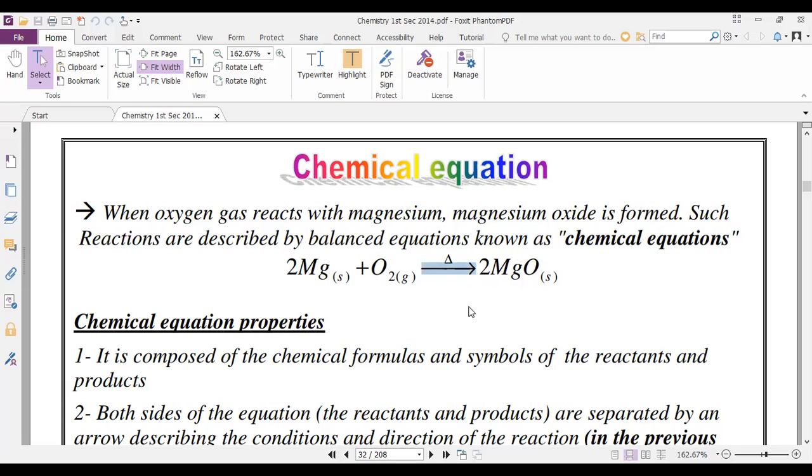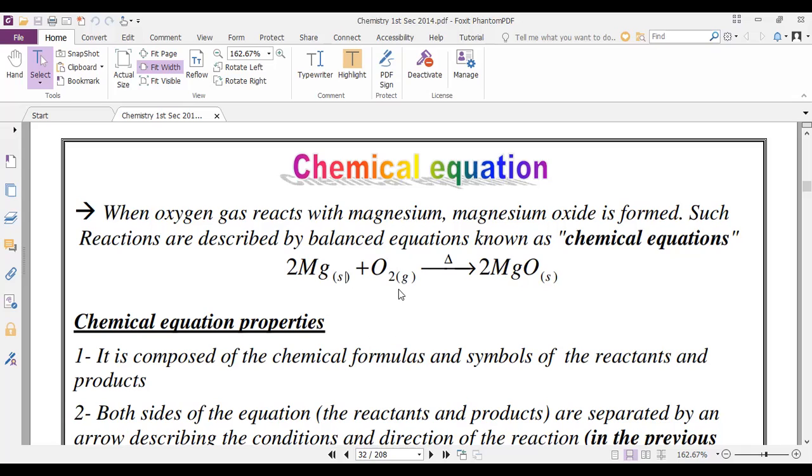Okay, so as in any chemical reaction, if one of the reactants was oxygen, you must put a triangle as heat, as this reaction will be produced in air. So as an example, 2Mg, S. S means what, Mariam? Letter S means what? S means solid.